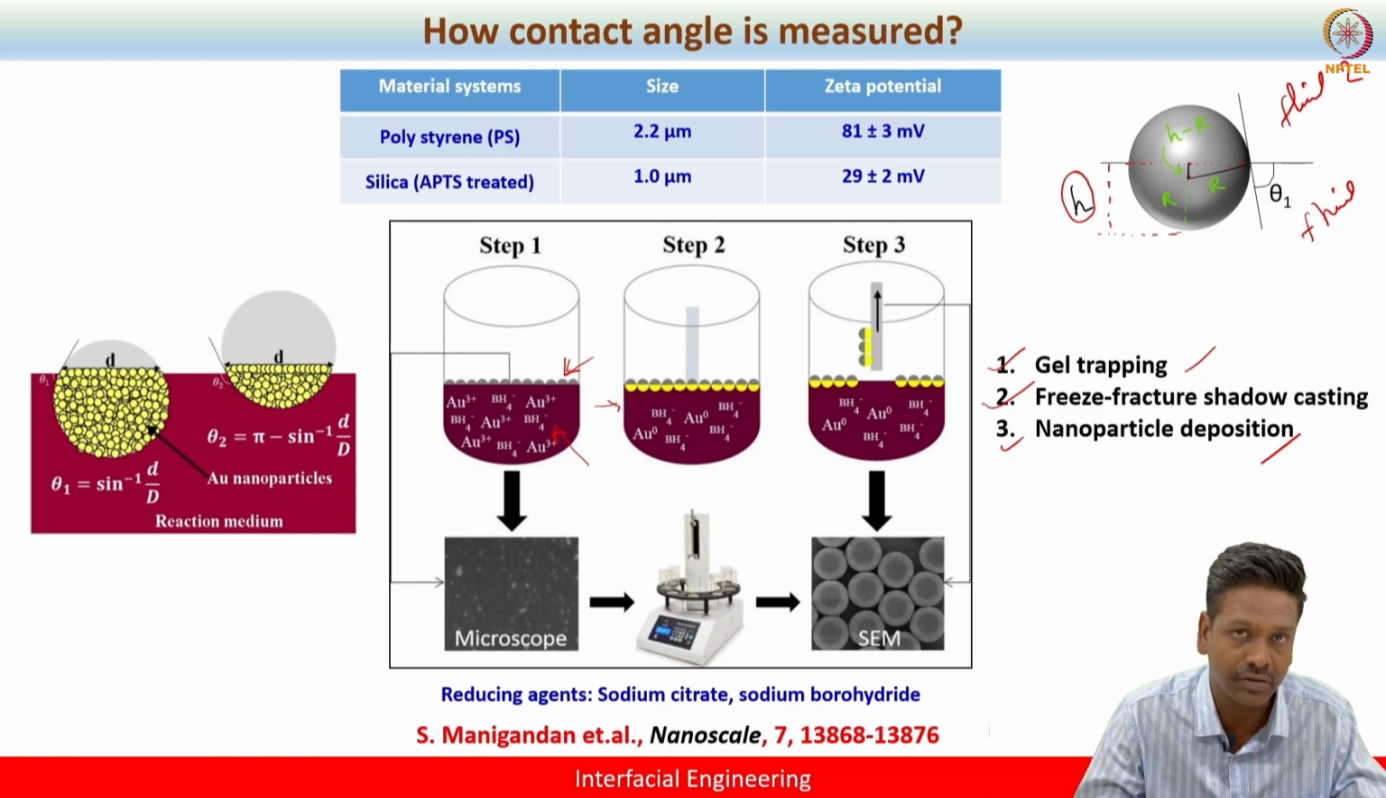gold precursor, which is chloroauric acid, and then we also use a reducing agent, which is sodium borohydride. The principle goes like this. You have a particle which is amidine functionalized, and you have the chloroauric acid, which bears a negative charge. Since the particle is amidine functionalized, it carries a positive charge.